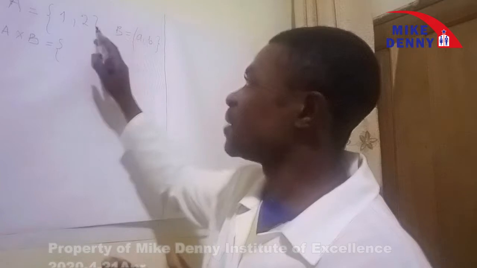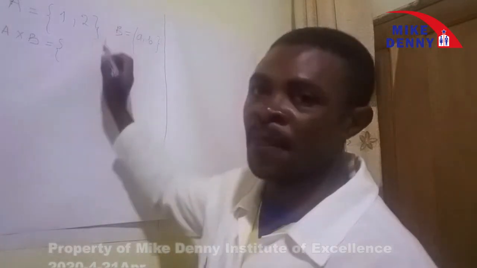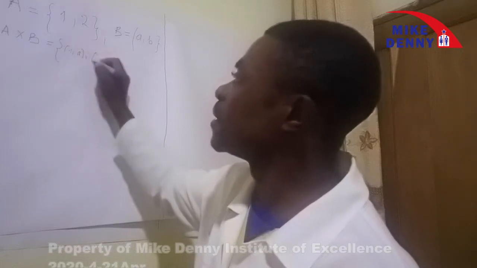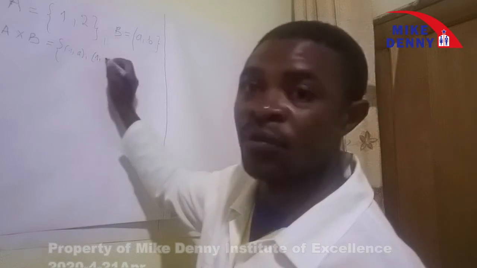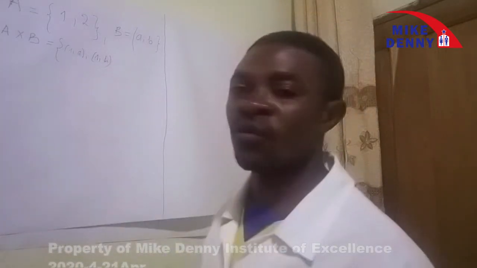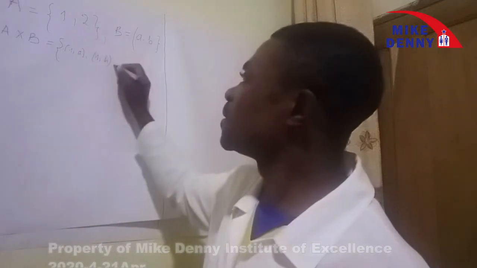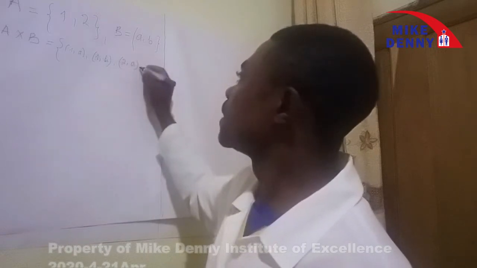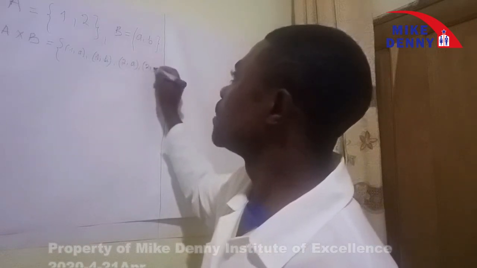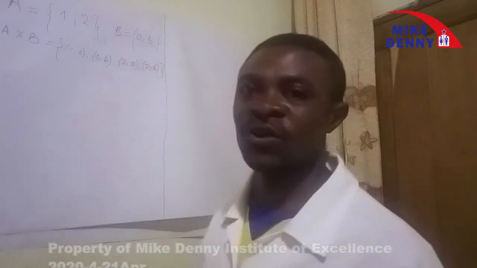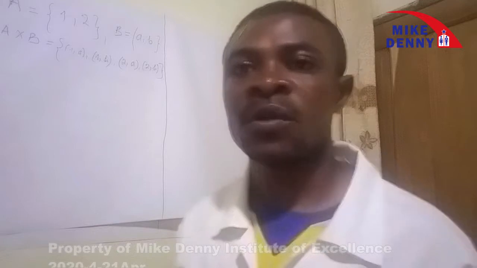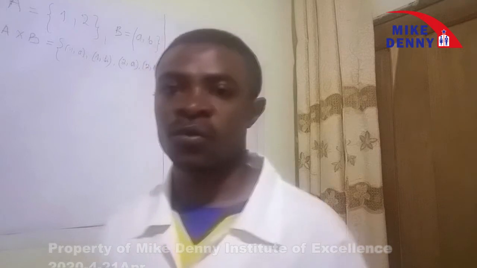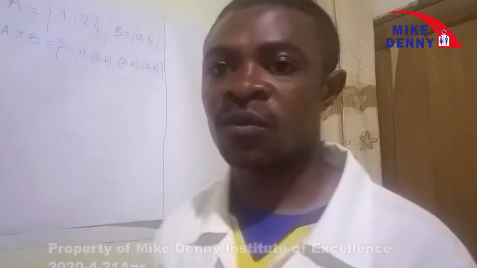When you are done with the first element in A, you now go to the second element in A. So the first element in A is 1, which is paired with small a. Then you take 1 again and you pair it with small b, the second element. We are done with 1. Now we shall go to 2. We take 2 and pair it with a. After that, we take 2 and pair it with b. Once this is done, that is what we call a Cartesian product, because the Cartesian product is a combination of ordered pairs. So we combine so many ordered pairs, and it forms what we call the Cartesian product.